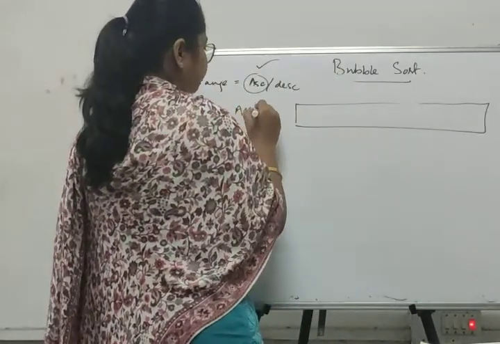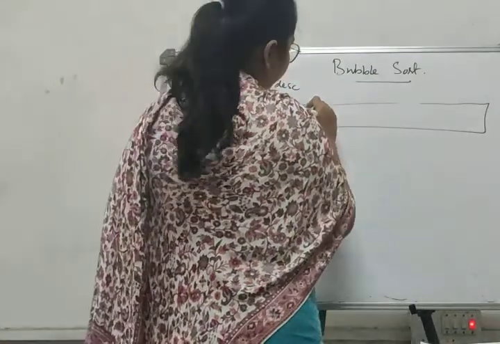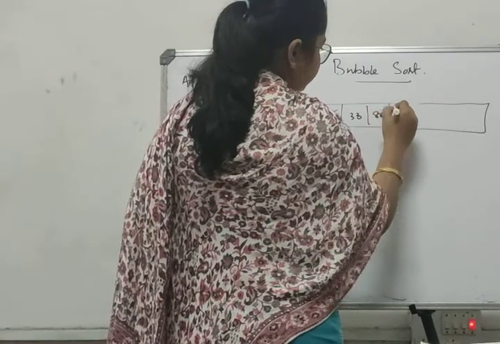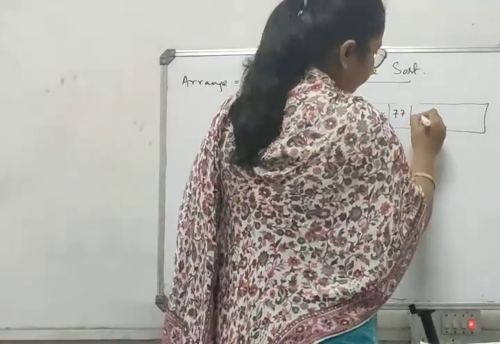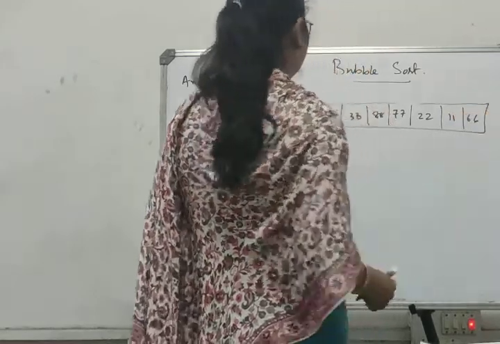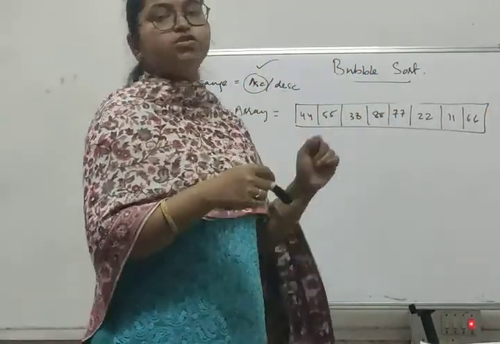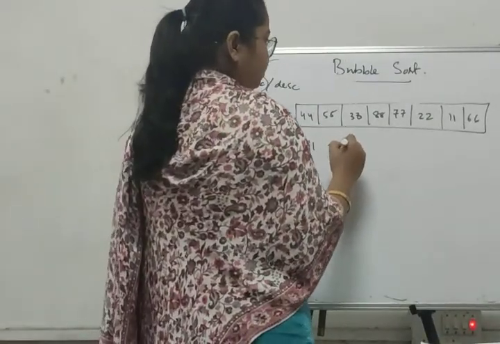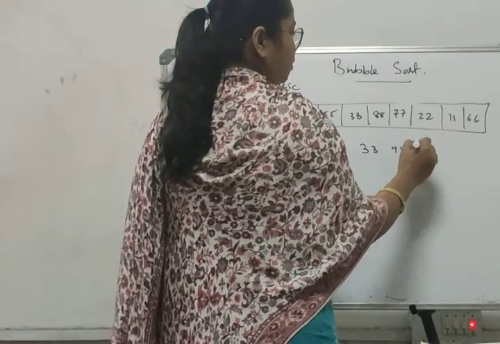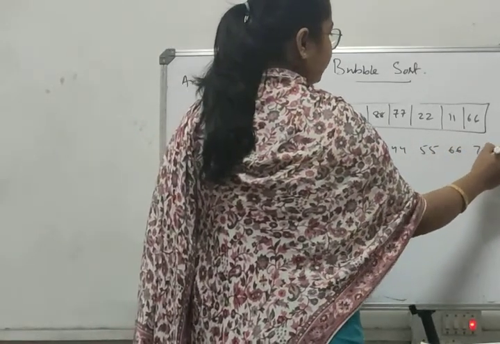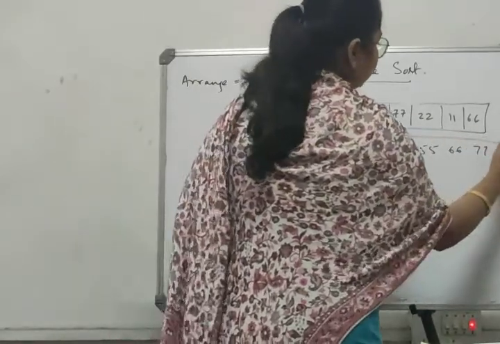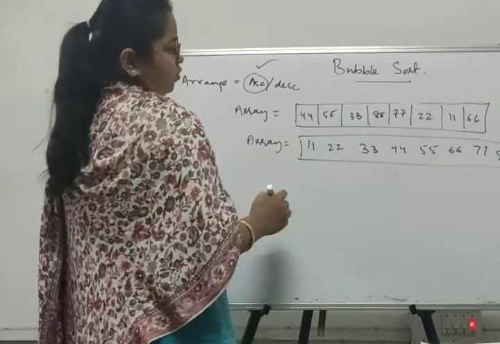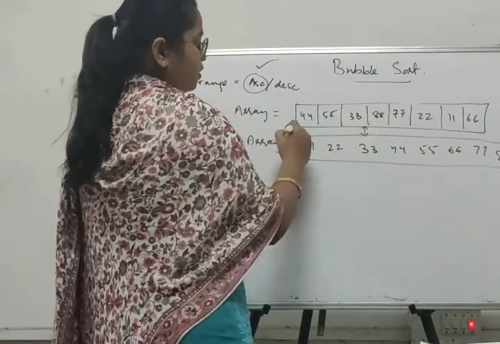So the array is like this. What do we have in the array? 44, 55, 33, 88, 77. Then we have 22, 11 and 66. Now considering this array, let's apply bubble sort on it and the final answer must be like this: 11, 22, then we have 33, 44, 55, 66, 77, 88. This must be our final answer after we apply bubble sort.